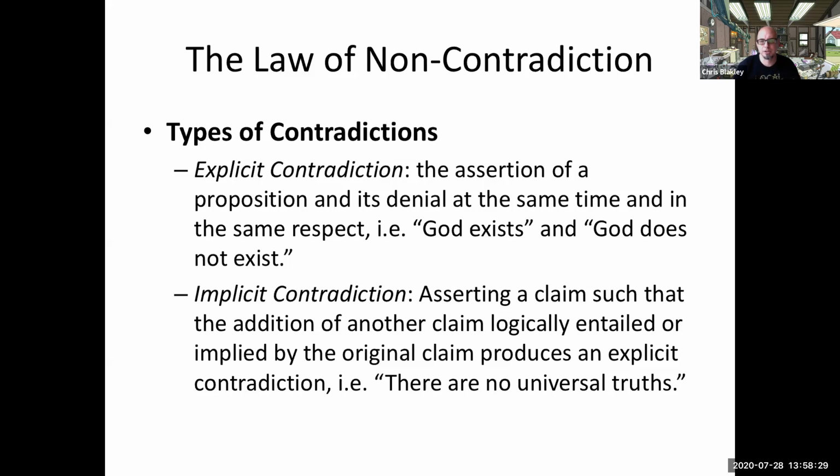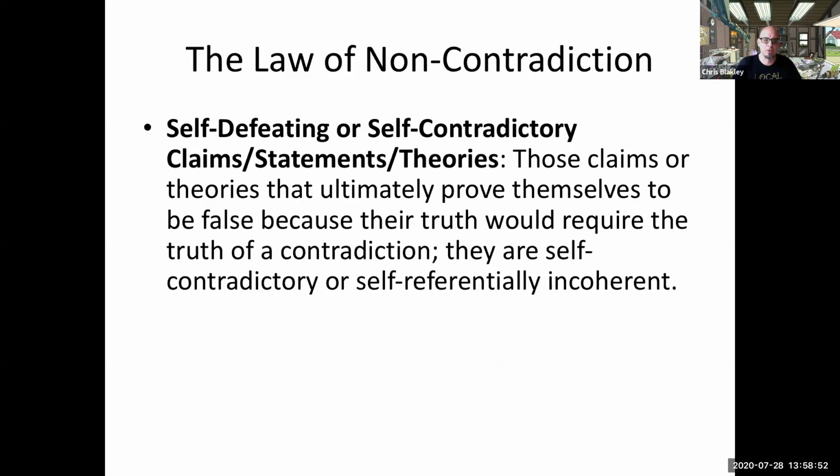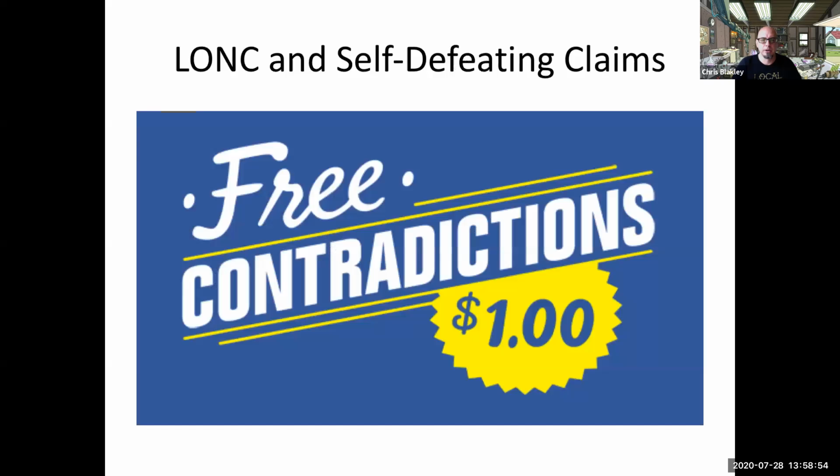So an explicit contradiction is the assertion of a proposition and its exact denial at the same time in the same respect. An implicit contradiction, like in our sign, "free contradictions $1," is asserting a claim such that the addition of another claim logically entailed or implied by the original claim produces an explicit contradiction. So go back to our sign here, "free contradictions $1."